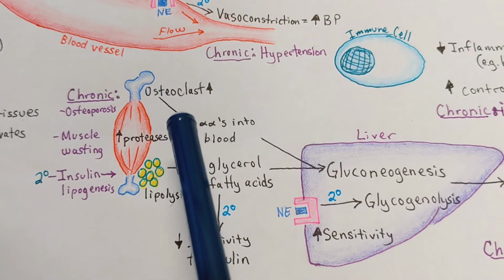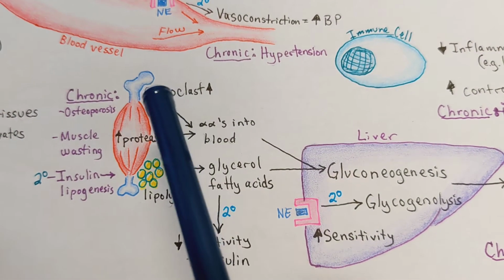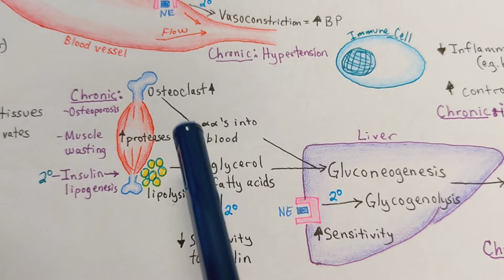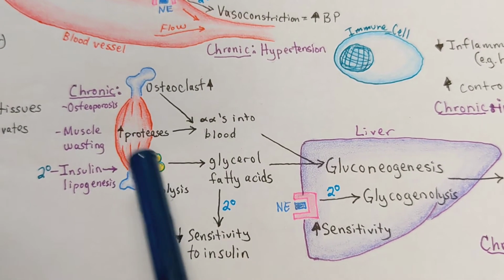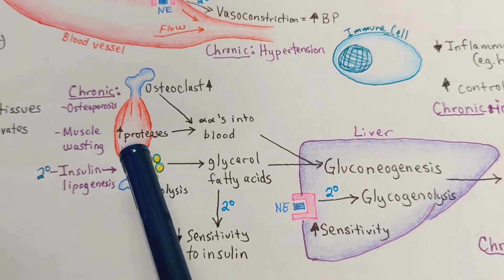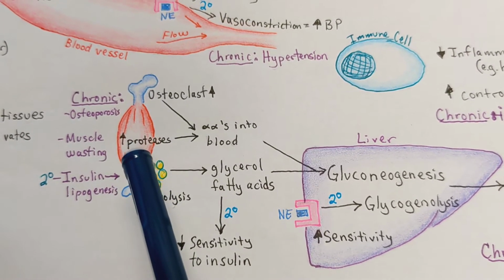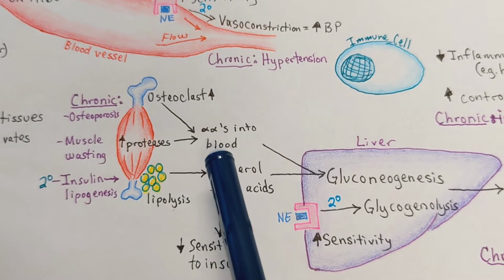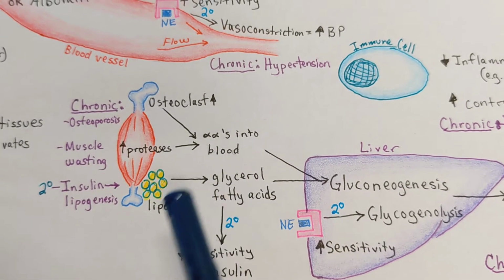First of all, within the bones, osteoclast activity is increased, which ultimately breaks down collagen and proteoglycans, releasing amino acids into the blood. Similarly, within our muscles, proteases are increased, and these proteases start breaking down the actin and myosin within our myocytes, and again, release amino acids into the blood.